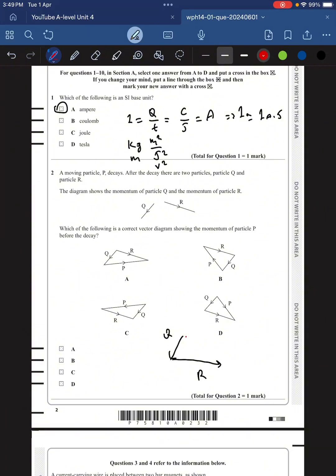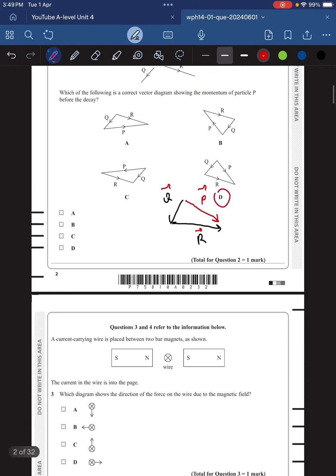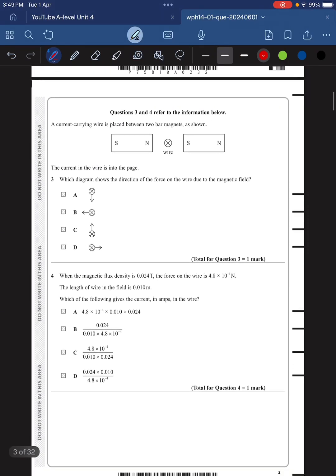So how do you add these vectors? You add tail to head, right? So vector Q plus vector R gives you vector P. So the only answer that makes sense is D, okay? Because momentum before, which is P, should equal the momentum after, vector-wise, okay? Because this is a two-dimensional momentum problem. So the answer is D. Now let's move to question number 3.